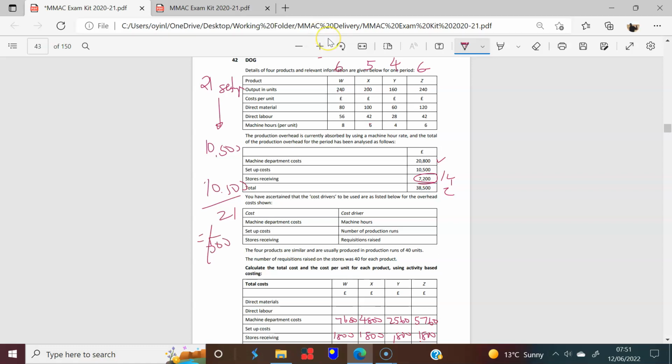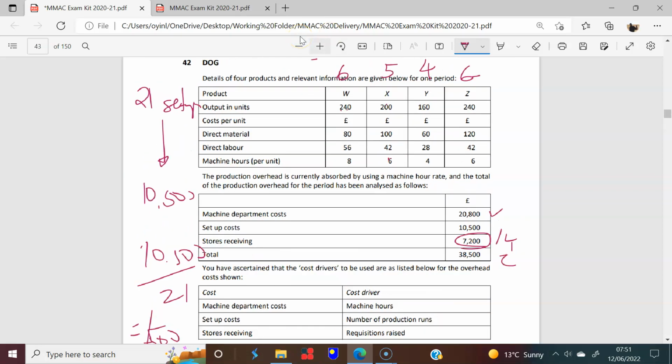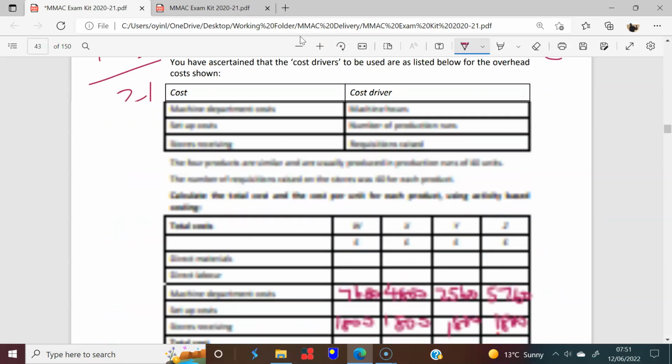So you had 6 setups here, so that's 3,000. You had 5 setups here, that's 2,500. You had 4 setups here, that's 2,000. And you had 6 setups here, that's 3,000 again. I can actually probably make this bigger again, and now come back up here.